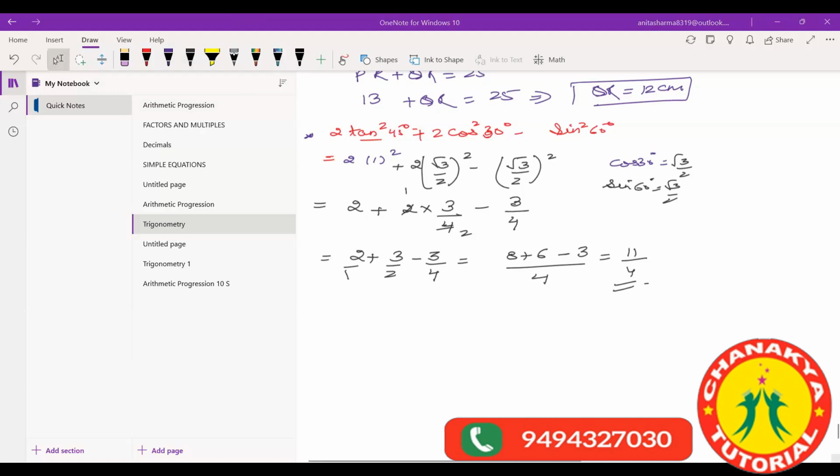Now, next is: see, root 3 sin theta is equal to cos theta. Then find the value of 3 cos square theta plus 2 cos theta upon 3 cos theta plus 2. So, root 3 sin theta is equal to cos theta, then find 3 cos square theta plus 2 cos theta upon 3 cos theta plus 2.